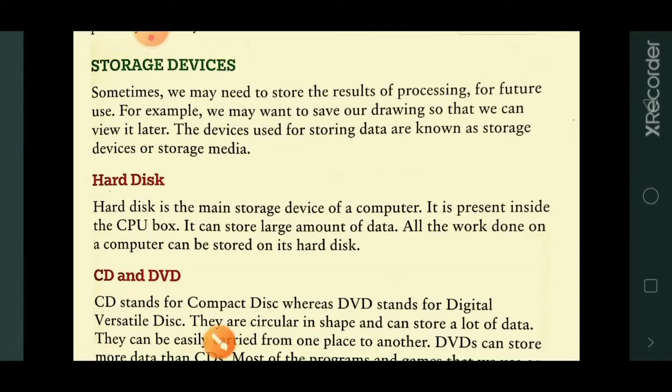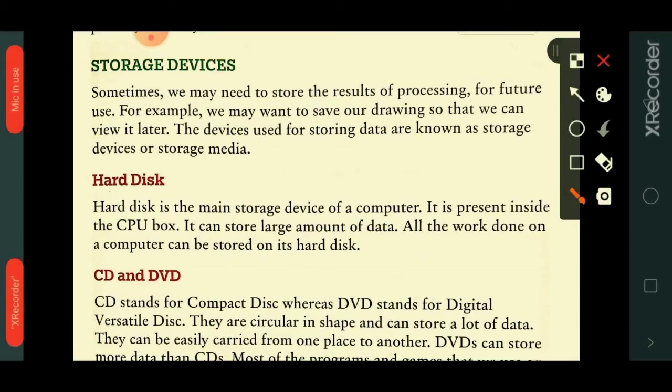You can view your drawing later, but before that you need to save the drawing. If you save your drawing, you can view it later. So to store or save your drawing, we need storage devices. We have so many types of storage devices. We will see them one by one.